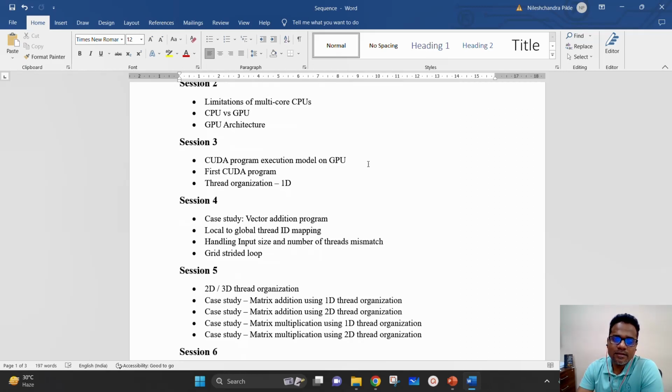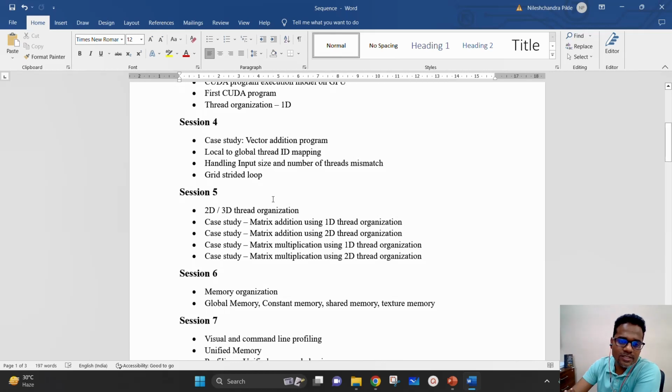Later on, we'll take some case studies. We'll take a simple vector addition program and try to understand this 1D thread organization. Then some concepts like local to global thread mapping, and handling input size and number of thread mismatch, we'll try to understand in this session. Similarly, once we get familiar with 1D thread organization, we'll extend this concept to 2 dimensions and 3 dimensions.